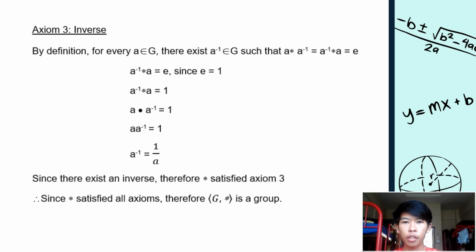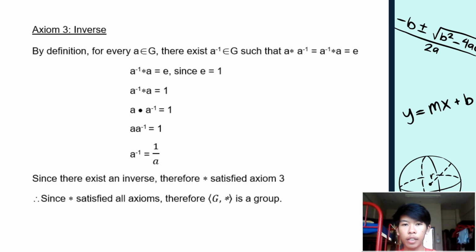Lastly, we check for the inverse. By definition, for every element A in G, there exists an inverse element A inverse in G such that A star A inverse equals A inverse star A equals the identity. We take from the definition A inverse star A equals E. Since E equals 1, we substitute it into the equation and it becomes A inverse star A equals 1.